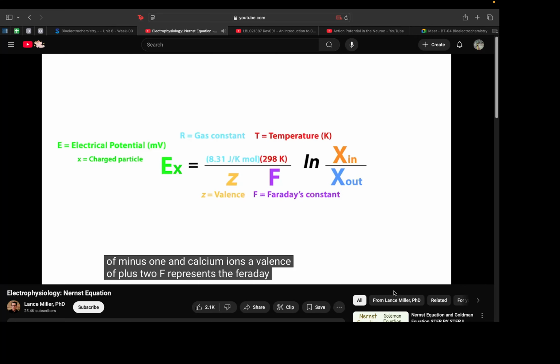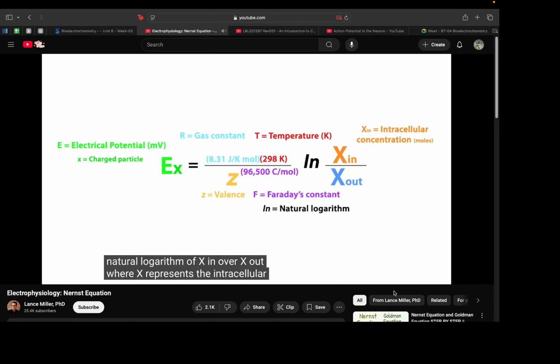F represents Faraday's constant, which equals 96,500 coulombs per mole. And finally, ln represents the natural logarithm of x in over x out, where x in represents the intracellular concentration of the charged particle, while x out represents the extracellular concentration of the charged particle. Both are given in moles.